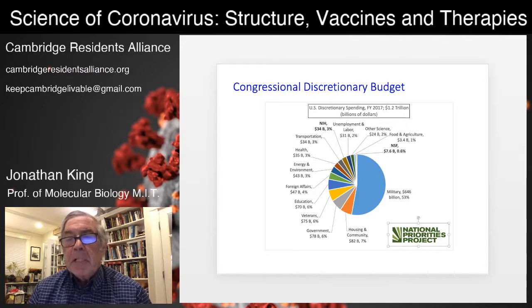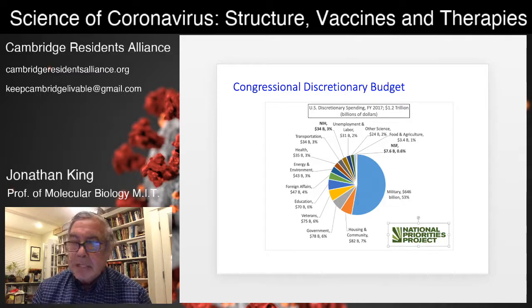So here, this pie chart shows how Congress voted your tax dollars in 2017. It's called the discretionary budget. It doesn't include Social Security. That's a trust fund, not paid from income tax dollars. Doesn't include Medicare. That's a trust fund, not paid by income tax dollars. This is all your income tax dollars. It was about 1.2 trillion that year.